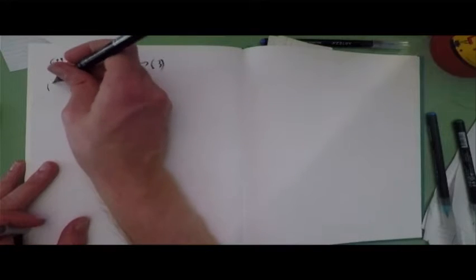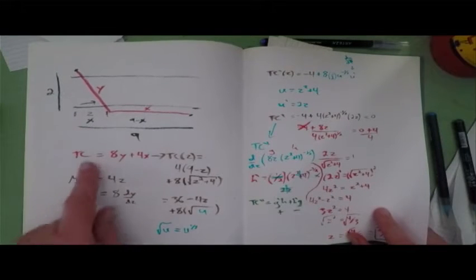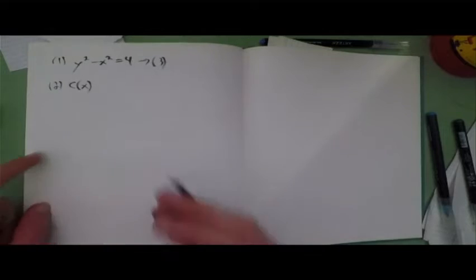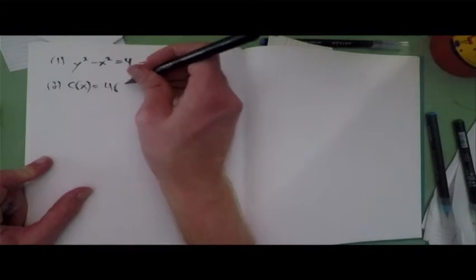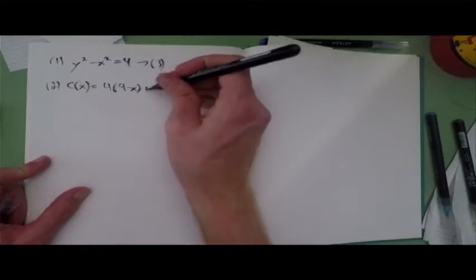Let's look at equation 2. For equation 2, we've got the cost function. So we're saying cost as a function of x, or what I was thinking of as z. He basically has this same setup, but again, we're going to relabel some stuff. So this is 4 times 9 minus x plus 8y.